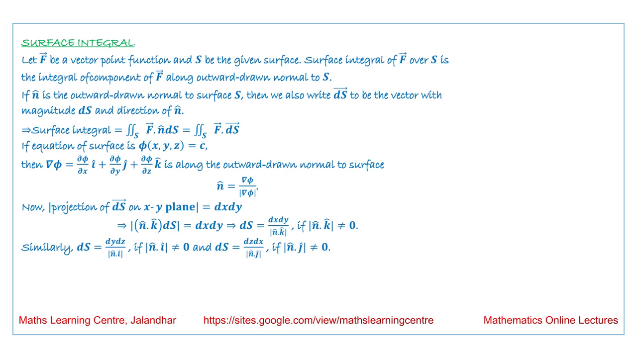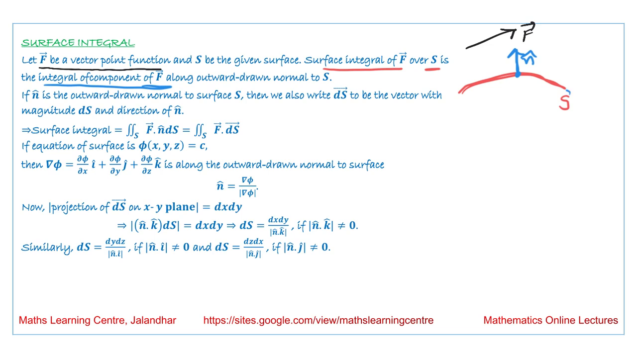In this case we are saying that f vector be a vector point function, any f vector given to us, and S be any given surface. Suppose this is the surface S. Then the surface integral of f vector over S is the component of the integral of this f vector along the direction of the normal, this is n cap.